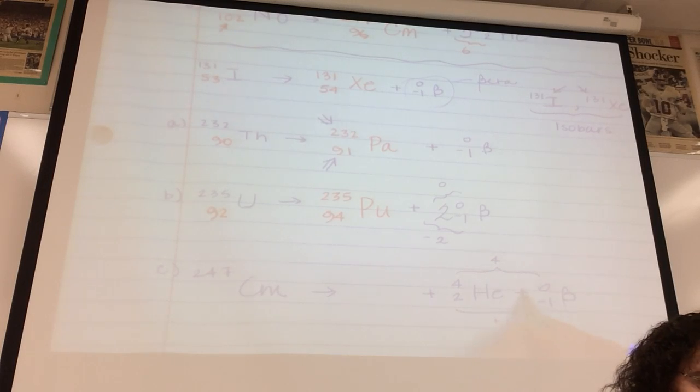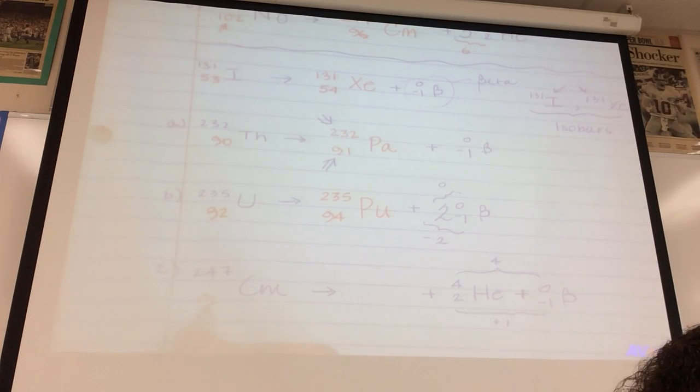Bless you. Alrighty, curium has an atomic number of? 96 is correct. What would this be? 95 is correct, and this would be 243. Why is it 95? Because it's +1. So it goes the other way. That's correct, because this is, yep. Oh, we got our American one. The element produced is americium.